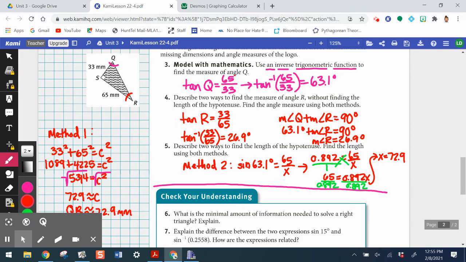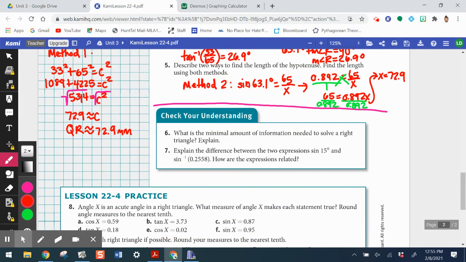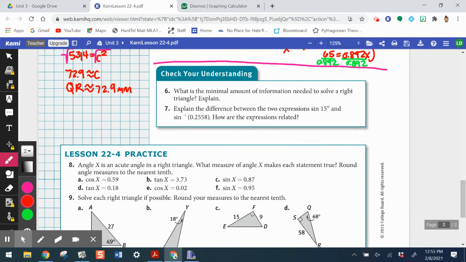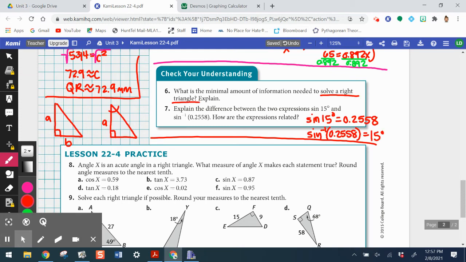So last but certainly not least for this lesson, let's take a look at the check your understanding. So we're actually going to chunk those two items together. So go and take a look at items 6 to 7. Provide your best answers, your reasonable answers before playing through the video.